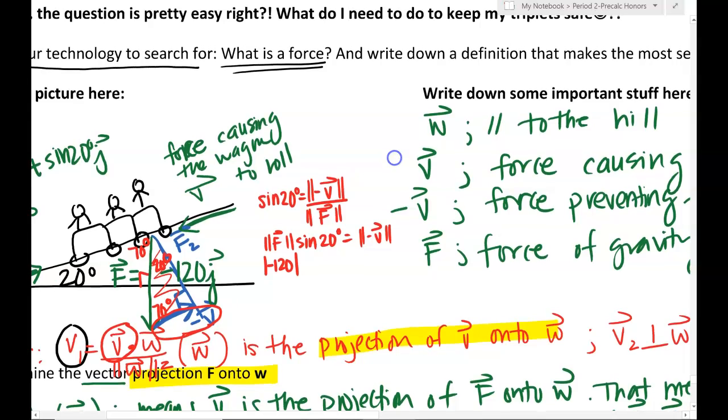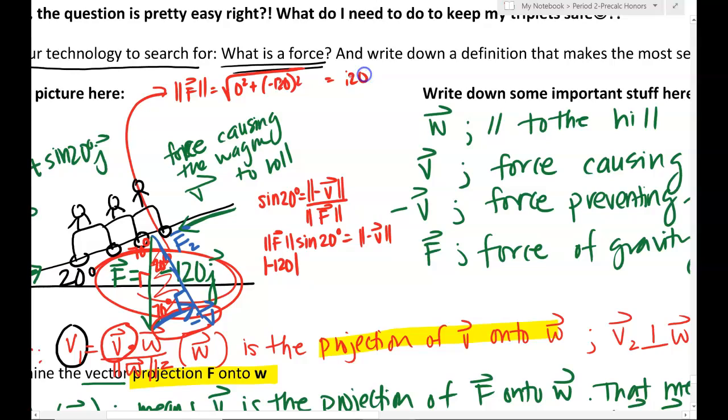Now, if you don't believe me, we can take the F vector and do it by hand. Ready? Magnitude of F equals the square root of a squared. Well, a squared is not there because there's no i, so 0, plus negative 120 for b squared. Guess what? It comes back to 120. So that's why we know. That's our magnitude. So it's going to come out to be a positive 120 times sine of 20 degrees equals the magnitude of negative vector V. We're going to use our calculator.